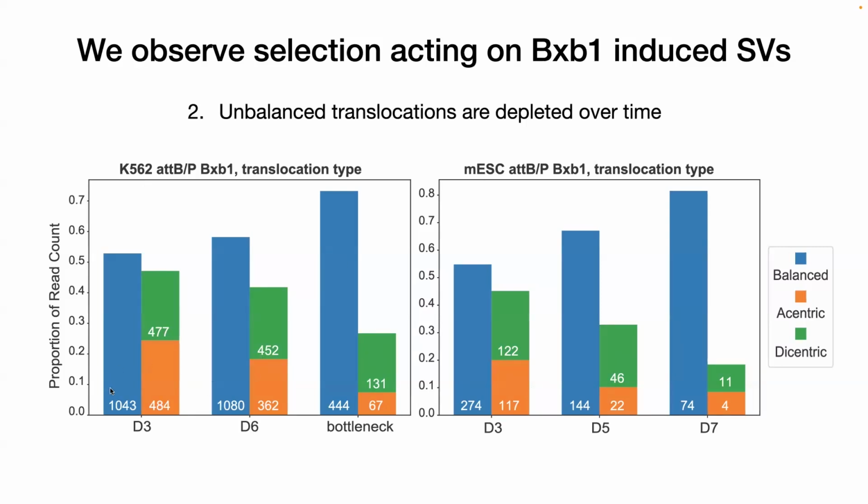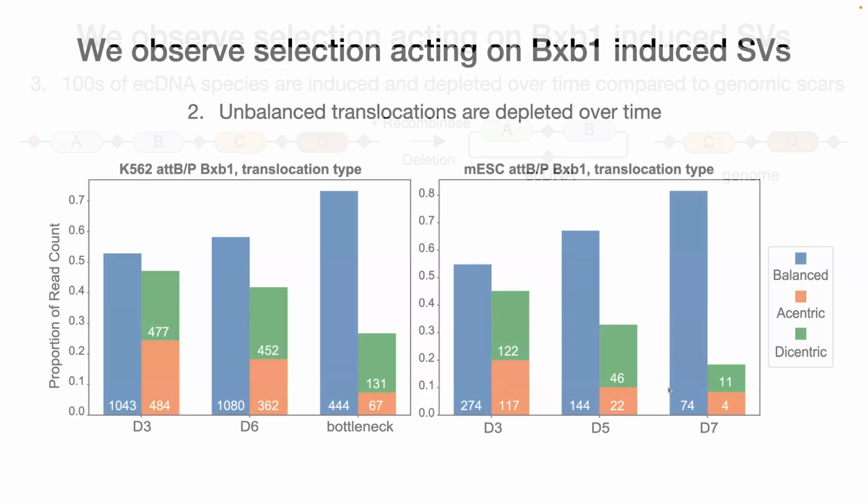embryonic stem cells, we see that both balanced and unbalanced translocations are induced at roughly even frequencies, again, at these early time points. But over time, the unbalanced translocations are actually much more depleted. And specifically, the acentric form of unbalanced translocations are more depleted over time than the dicentric version.